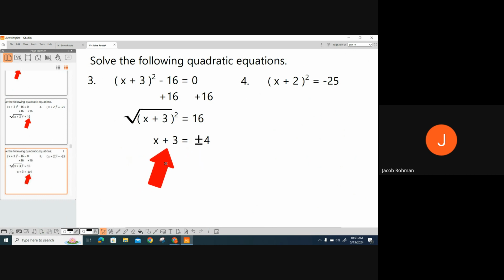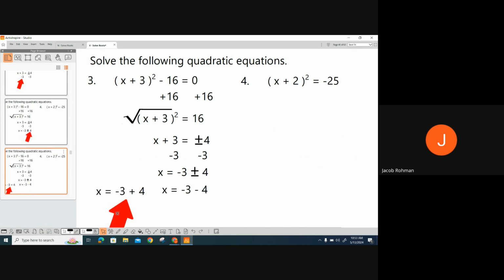So now to continue to solve this, we're going to subtract 3 from both sides. And that's going to give me negative 3 plus or minus 4. So now I can really write this as two equations. I can write it as negative 3 plus 4 and negative 3 minus 4. And these are going to yield my two solutions. So firstly, negative 3 plus 4, that's going to give me positive 1 for x. And then in the second equation, negative 3 minus 4, that's going to give me negative 7 for the second solution. So my two solutions are positive 1 and negative 7.